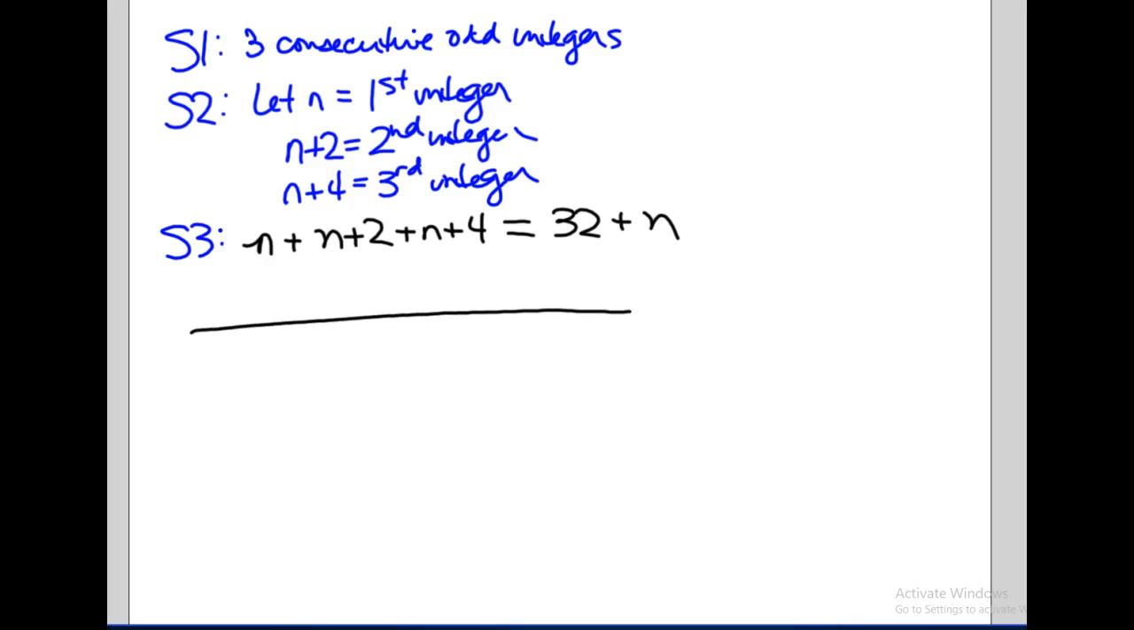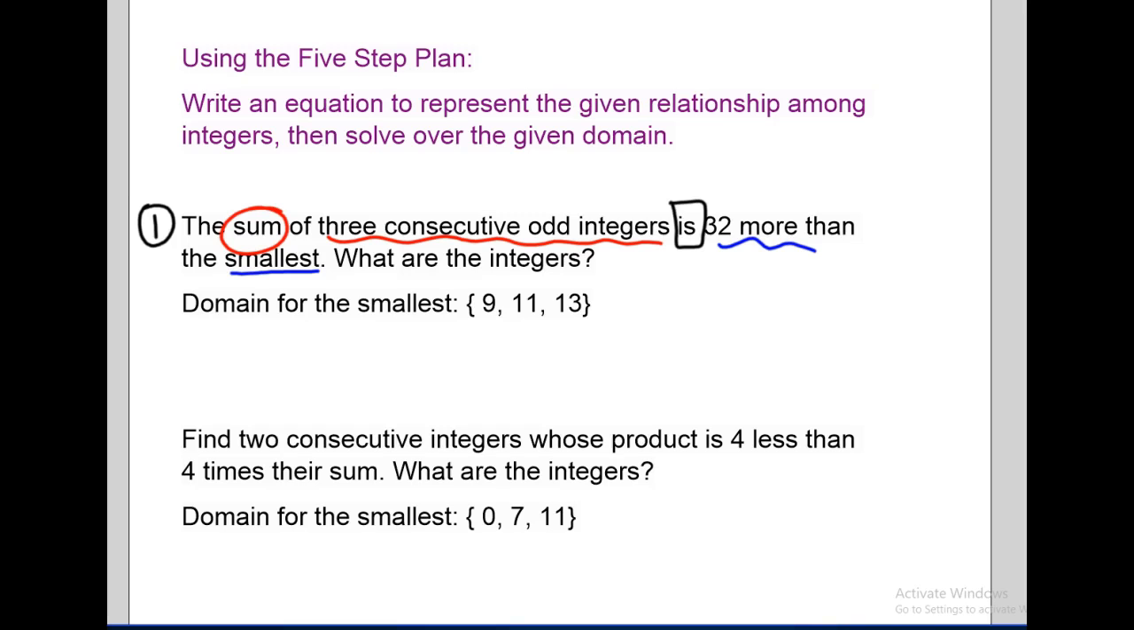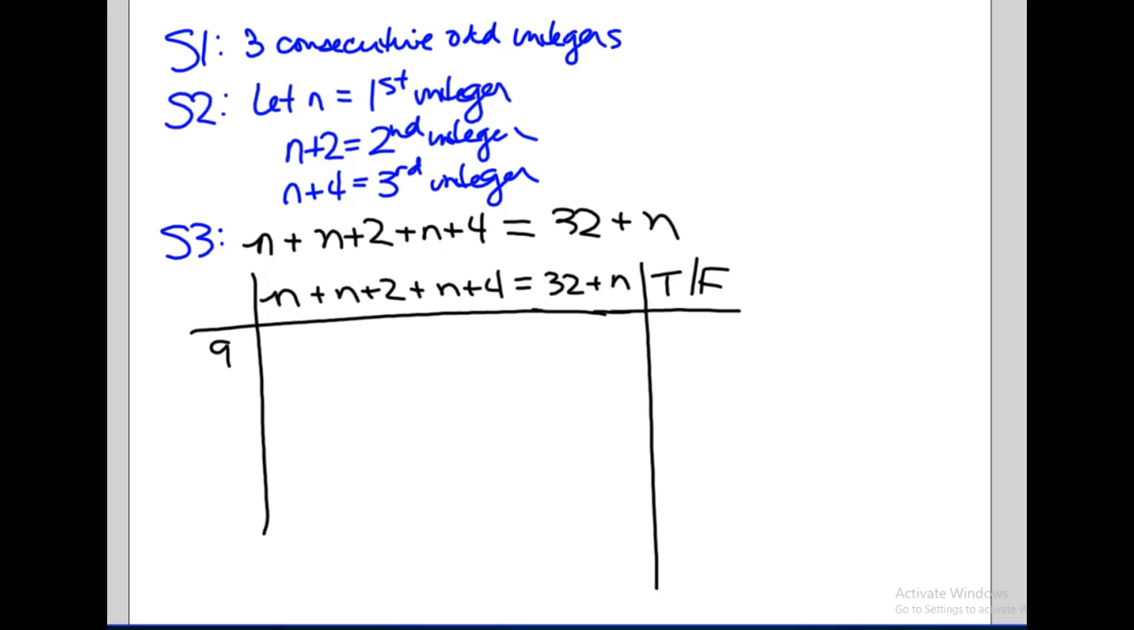Nicely done. Now, let's everybody take care of their input-output chart. Miss Burton didn't leave herself enough room, did she? She wrote too big. Okay, equals 32 plus n. And remember, the last line is whether it's just true or false. I forgot our numbers. What were our domain was 9, 11, and 13. 9, 11, and 13. Okay, let's try it.